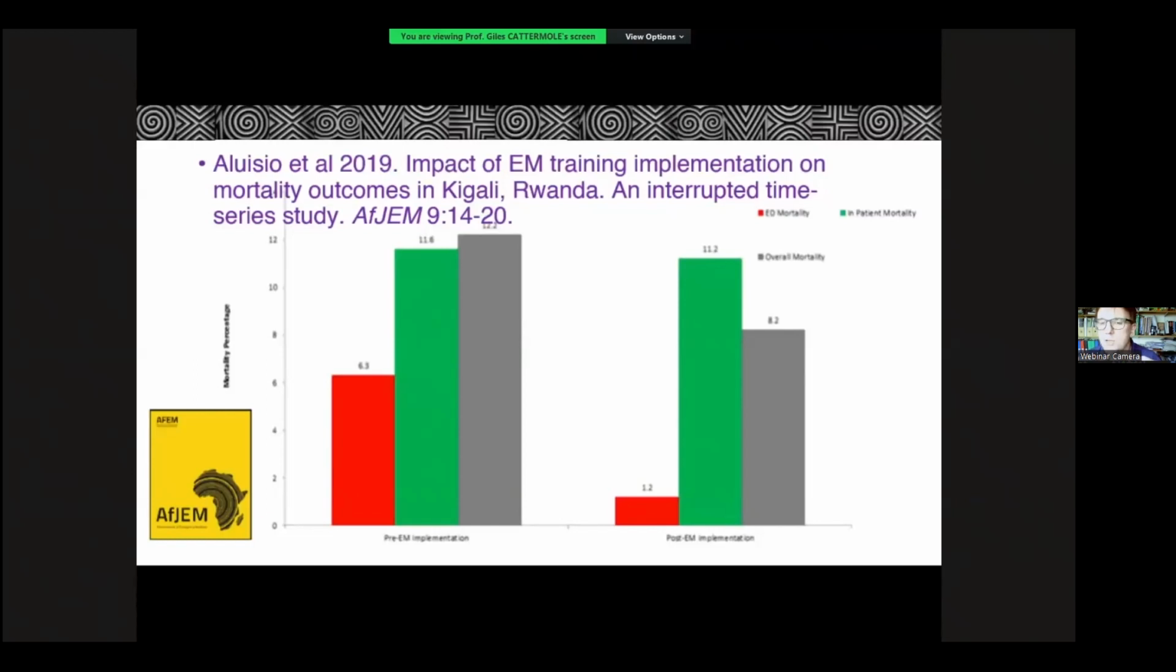So we saw a huge reduction in mortality in the ED, and we saw it was very clearly associated with those who are actually in the training program, which was really encouraging, and really encouraging for those of you who might be involved in initiating training programs in emergency medicine in Asia Pacific.